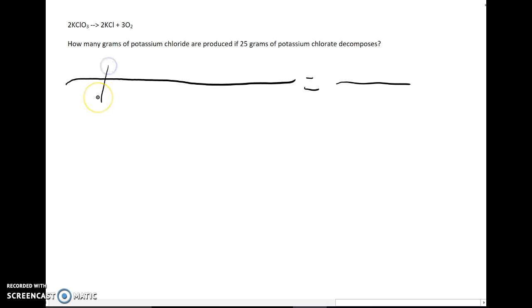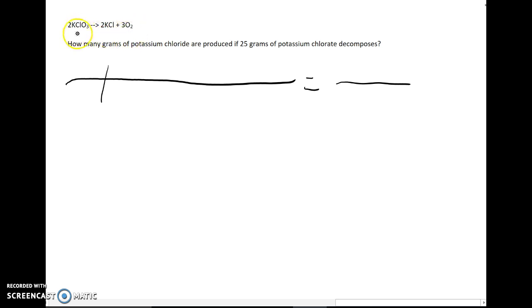So that's my first step, draw my dimensional analysis setup. Second step is to figure out what this question is asking me for. What is my ending unit going to be? And it's asking me how many grams of potassium chloride. So thankfully enough, we've been given this balanced chemical equation to start with.